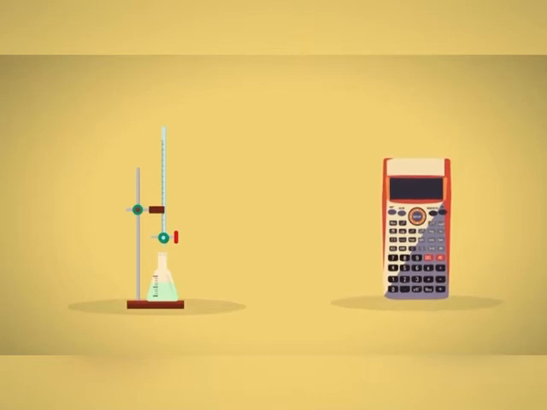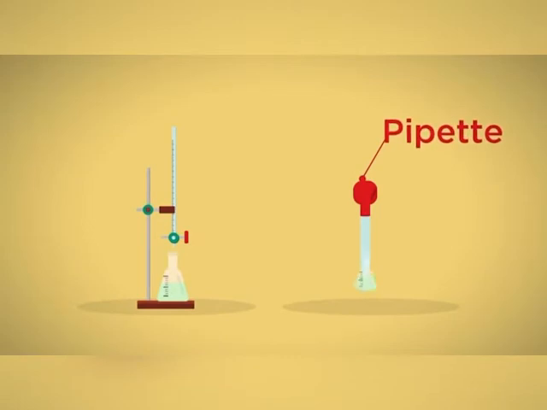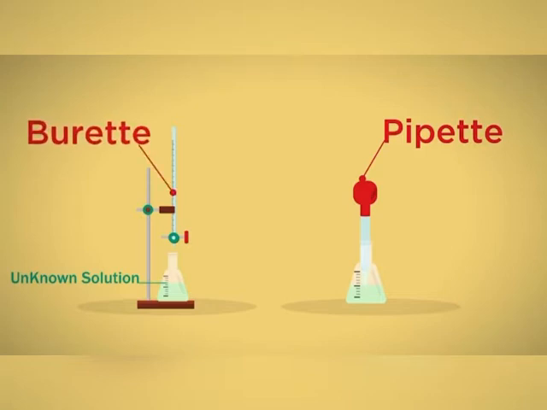The apparatus needed for titrations looks like this. The pipette is needed to accurately measure a certain volume of the unknown solution into the flask. The burette is then used to accurately measure and add the known reactant to the unknown until the reaction is complete. The burette can measure up to 0.05 cubic centimeters accuracy.